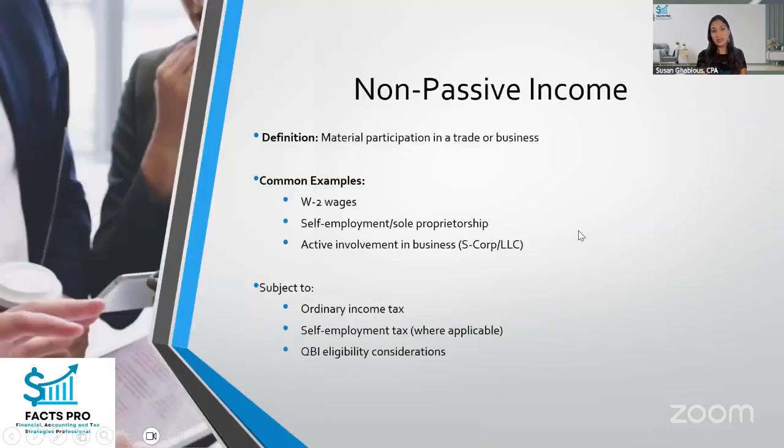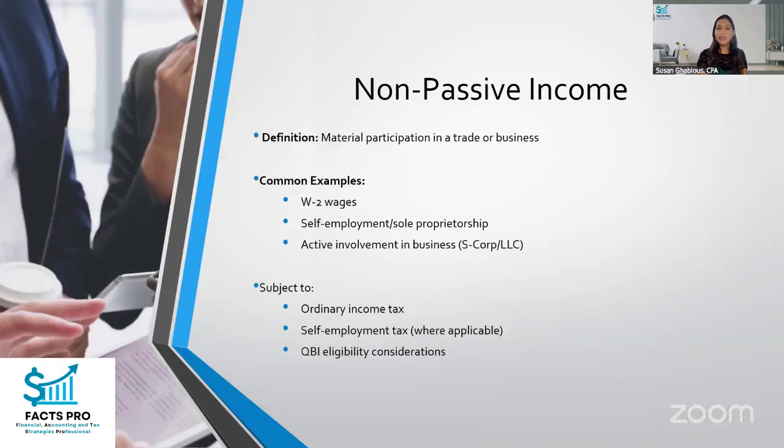So what's non-passive income? In simple terms, you need to be materially participating in a trade or business. A common example of it is your W-2 wages. You go to work every day, you report to your employer, you provide work. Whether it's full-time or part-time, you're still actively and materially participating in work. Your self-employment too: if you're a medical practice owner, you have your business, whether it's an S Corp, LLC, or self-employment, and you're actively involved in the business, then this is considered non-passive income.